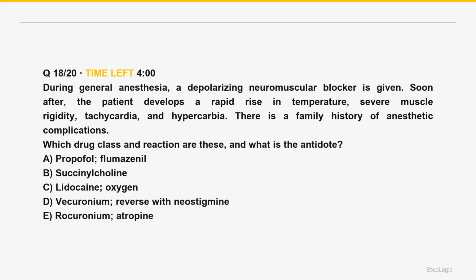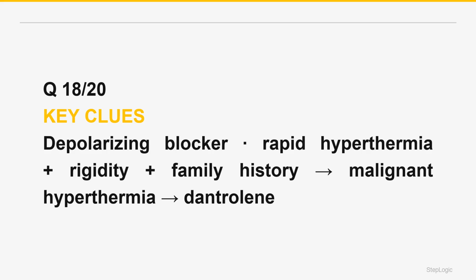Read the command: drug class, reaction, antidote. Depolarizing blocker, succinylcholine, hyperthermia plus rigidity plus family history: malignant hyperthermia, RYR1, dantrolene. The drug is succinylcholine, a depolarizing neuromuscular blocker.